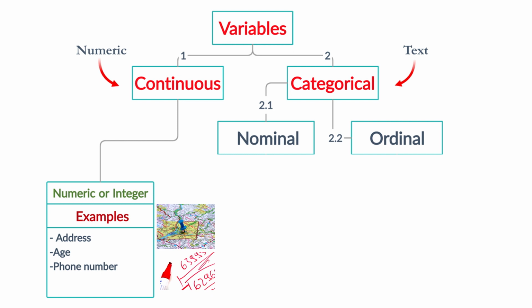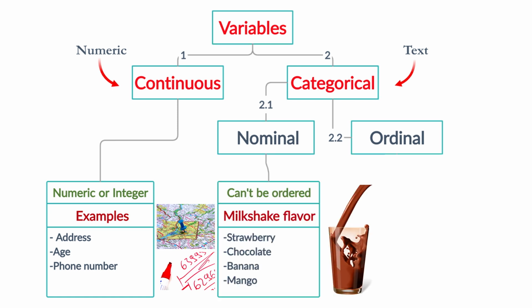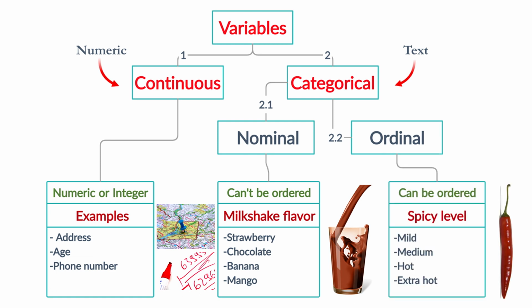So what does that mean? Nominal are variables that cannot be ordered. For example, milkshake flavor. You can't say strawberry is bigger or better than chocolate or banana. Ordinal are variables that can be ordered, for example, a spice level. Mild is less hot than medium, and medium is less hot than extra hot. So you can order these values.